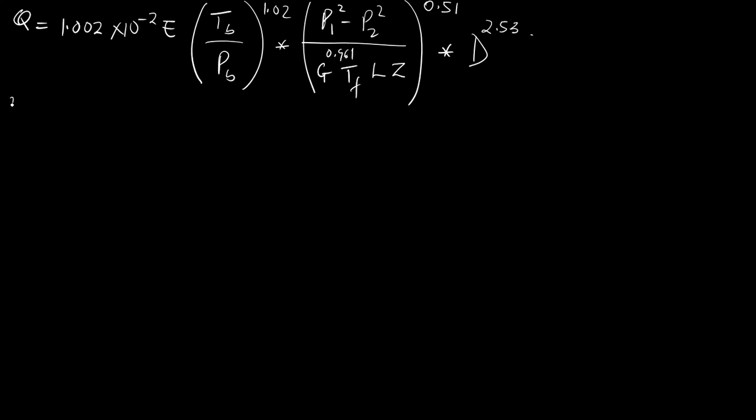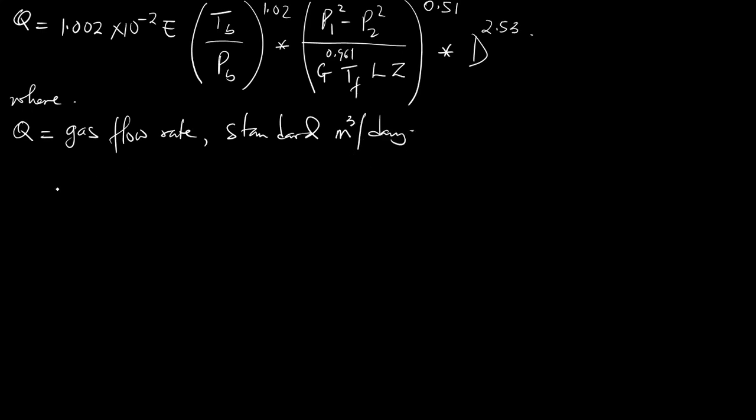Now, pay very much attention. Where the gas flow rate, this one is in standard meter cube per day, then E will now be the pipe efficiency. So this is the pipe efficiency.